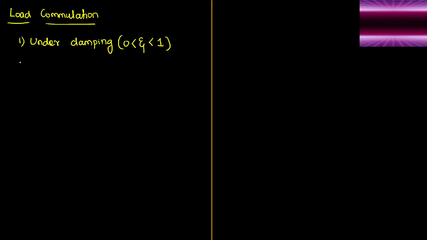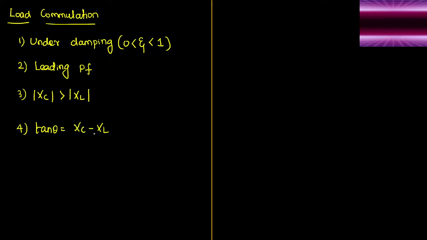Second, under damping means your system must be operated at a leading power factor in order to bring the load commutation. Third, leading power factor means capacitive reactance. The magnitude of the capacitive reactance will become greater than the magnitude of the inductive reactance. Under this situation, tan theta can be written as XC minus XL upon R. I told you to just consider the magnitude.